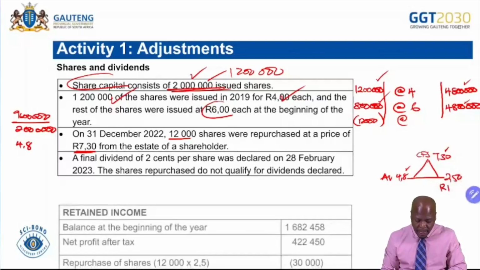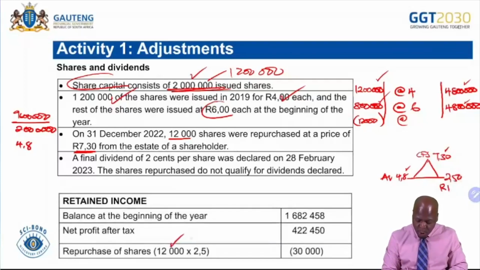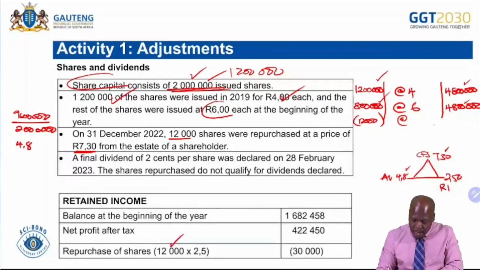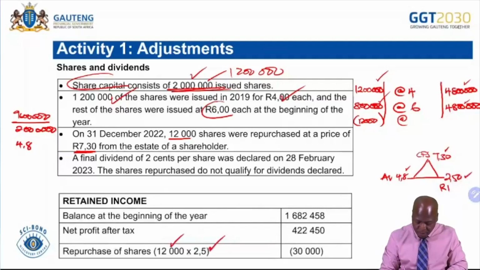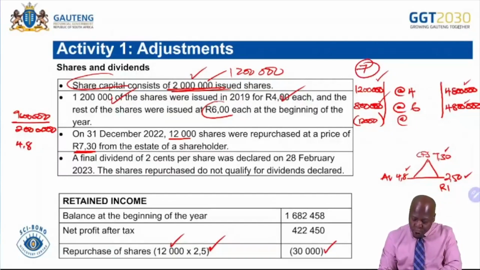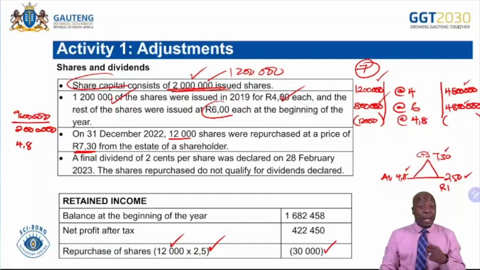So I'm now coming into my retained income and I'm saying the repurchase of shares is 12,000. But in the retained income, I show the 2.50. This is the 2.50. Therefore, I show my 30,000. Remember the brackets. But in my note number 7, I would have shown the average price, which is my 4.80. Therefore, I would then get an amount over there. So in this case, I've done note number 7, and I've also done note number 8, which is our retained income. Let's focus on the retained income.